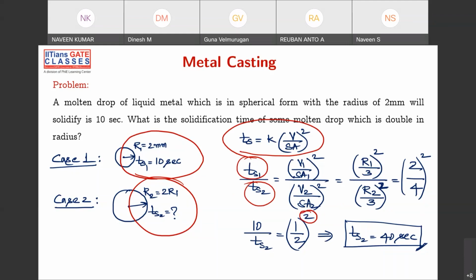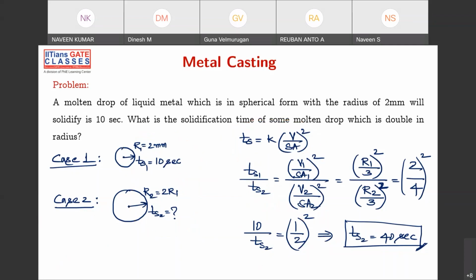The answer is 40 seconds. That's what I told you. People tend to forget that. By intuition you feel that what you're doing is right, but if you step a little back and think, then you'll understand. This is a square, and you square it up, and that is the answer. So the answer is 40 seconds.